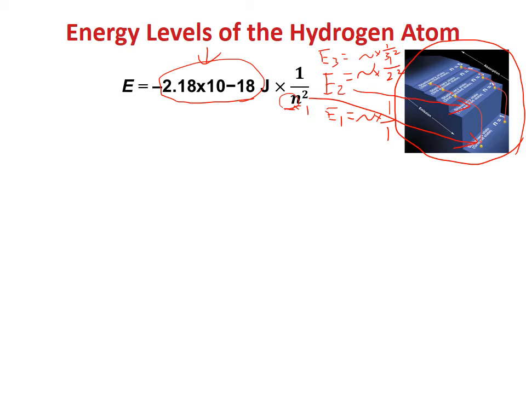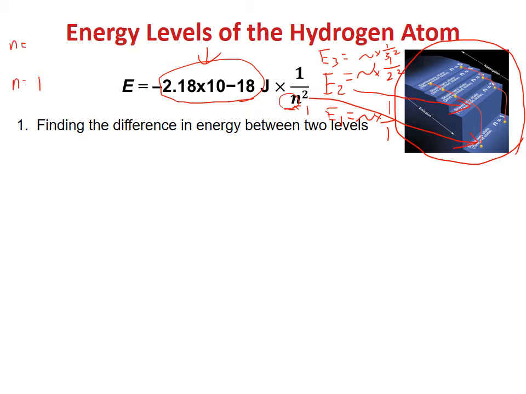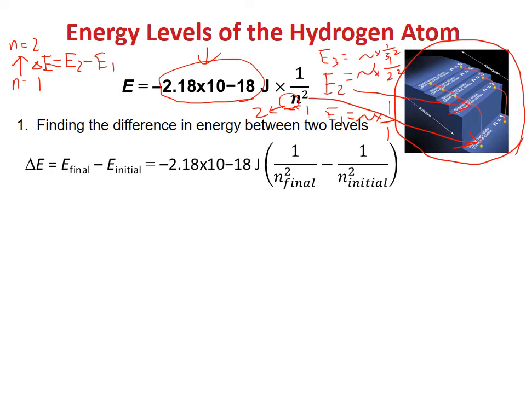Now this equation is very useful. There are many applications. One application is that we can use this equation to find the difference in energy between two levels. For example, what is the difference between n equals 1 and n equals 2? If 1 goes to 2, what is the energy difference? Well, we should use final minus initial, which is E2 minus E1. E2 is when n equals 2, and E1 is when n equals 1. So delta E can be calculated in general by final minus initial.